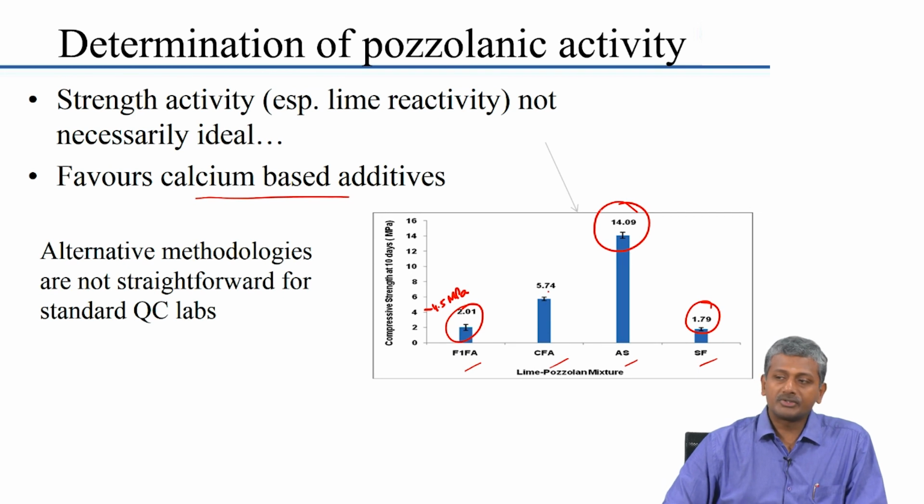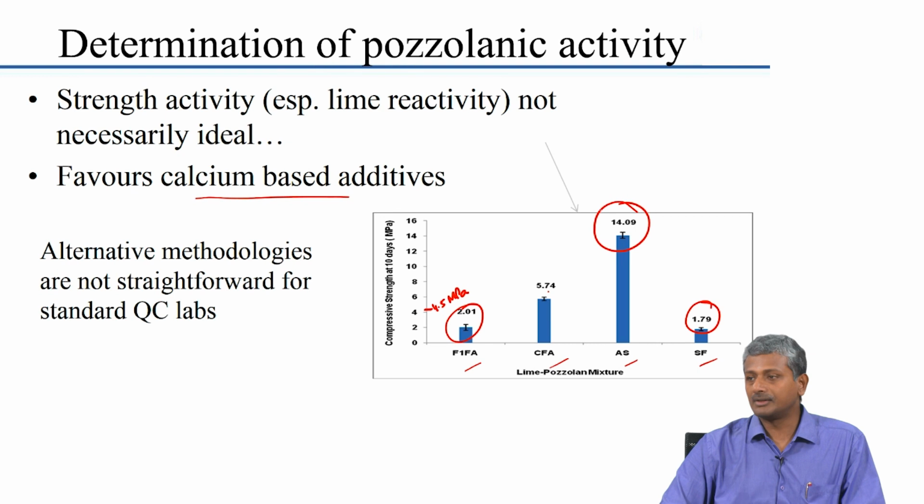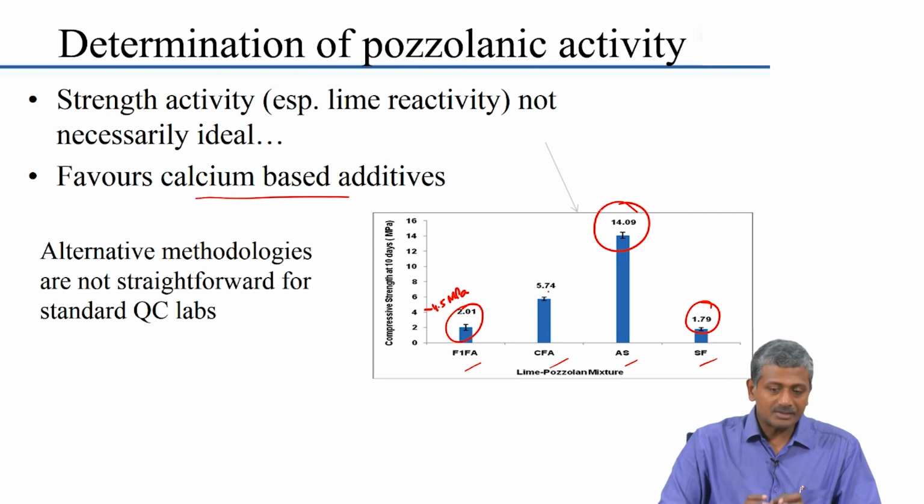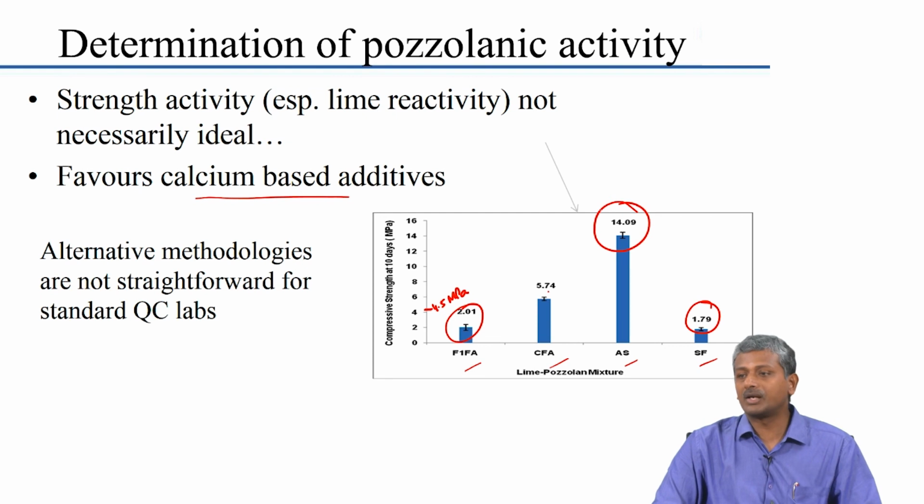The alternative methodologies that people are trying to promote to determine the pozzolanic activity are not very simple. They are based on sophisticated analytical techniques like thermogravimetric analysis, X-ray diffraction. All those are quite confusing to an average quality control engineer. A quality control engineer can understand strength quite easily, but if you look at other techniques that are used to promote understanding of the reactivity, it is not going to be easy for a QC engineer to execute. So, again that is something which is still not sorted out quite easily.